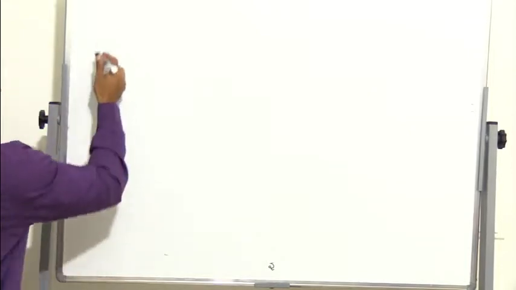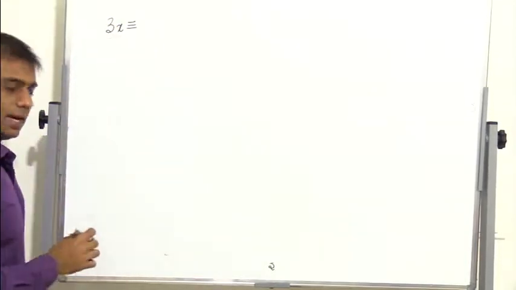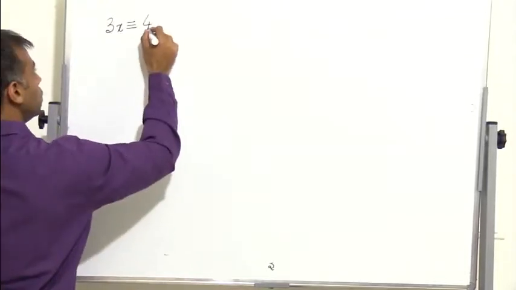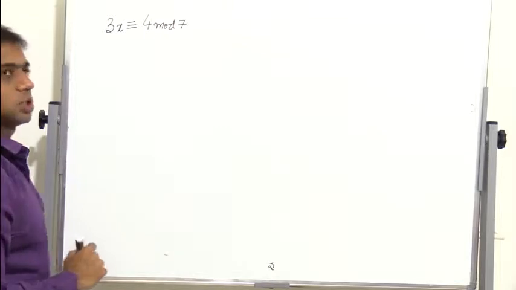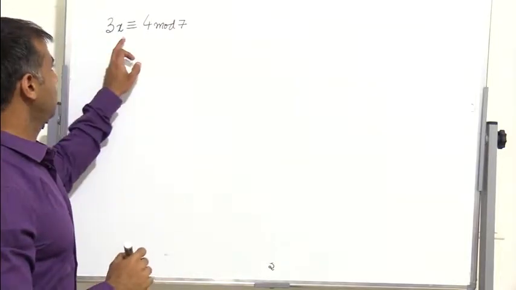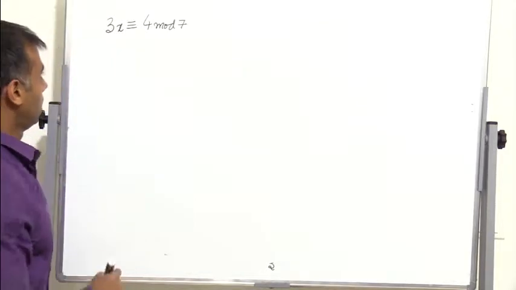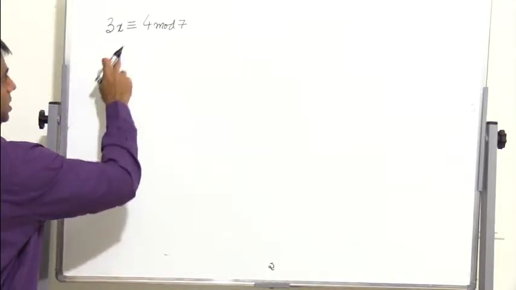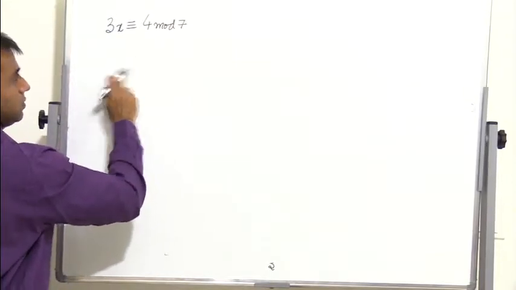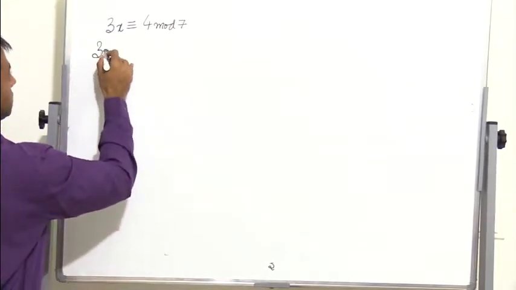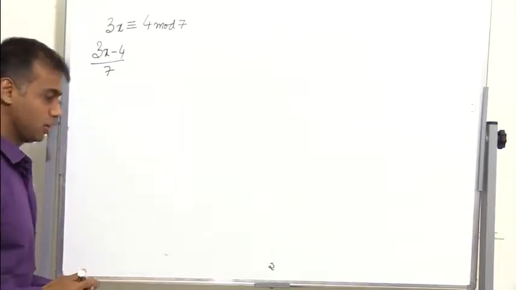So if I need to find the solution of the congruence relation 3x congruent to 4 mod 7, how do I do this? I need to find the value of x. This is a congruence relation. The value of x should be such that 3 times x minus 4 is divisible by 7. So 3x minus 4 is divisible by 7. That is the congruence relation.